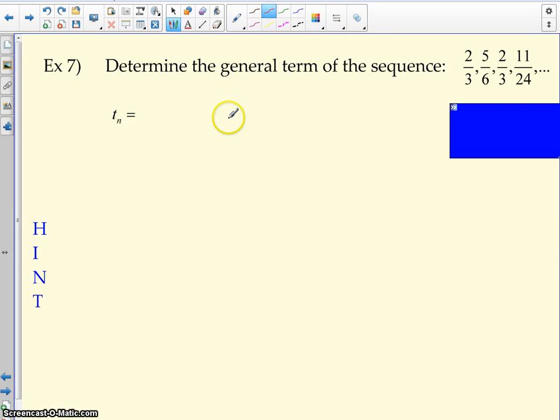So the first thing you might have noticed here is that if you're trying to see if it's geometric, it's not a common ratio, right? If you do 5 over 6 divided by 2/3, so the second term divided by the first term, you wind up with about 5 over 4. But that's not the same thing you get if you take the third term and divide it by the second term. So 2/3 divided by 5 over 6, well, it's going to be 4 over 5.